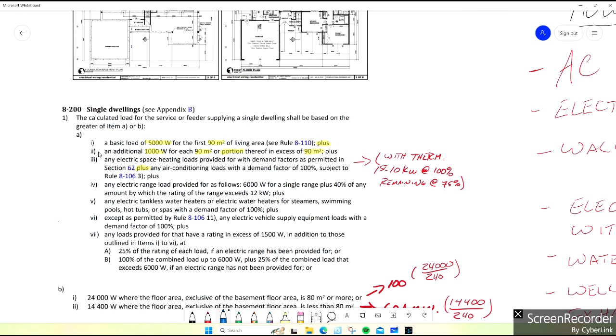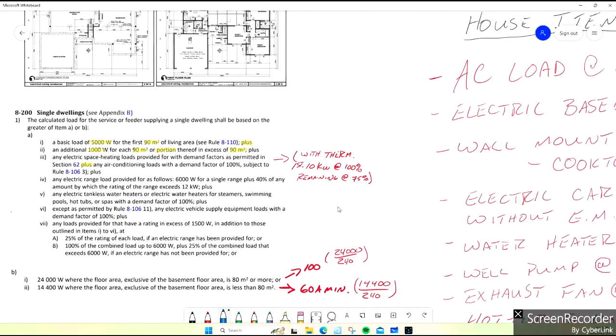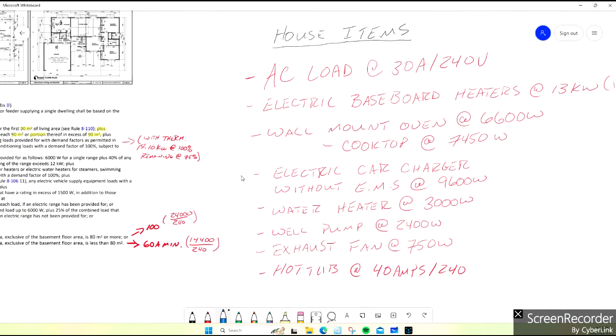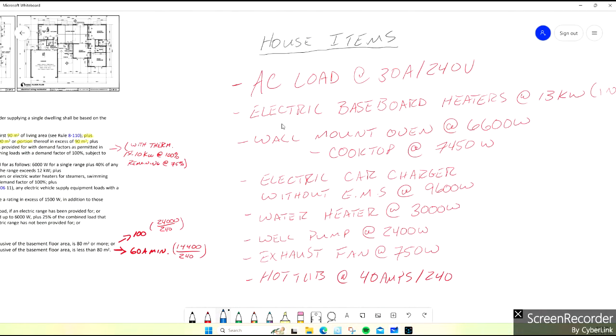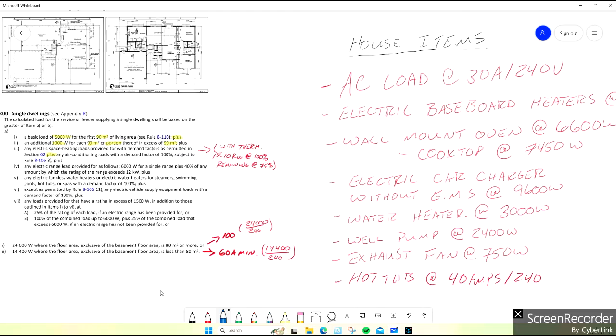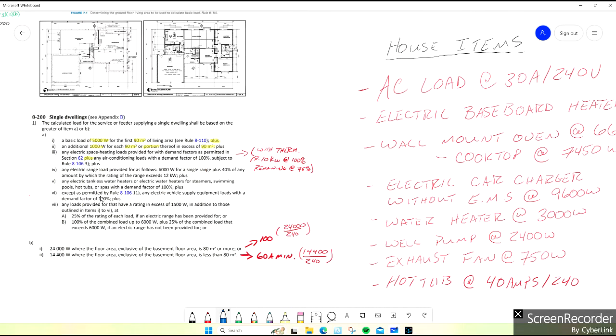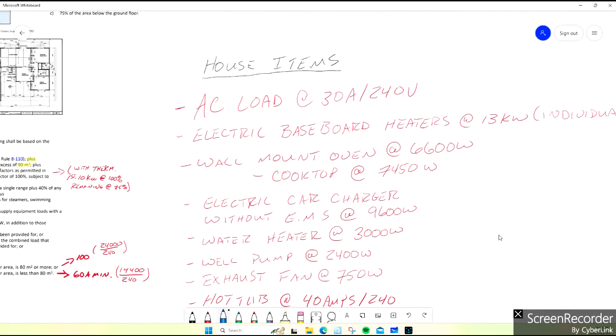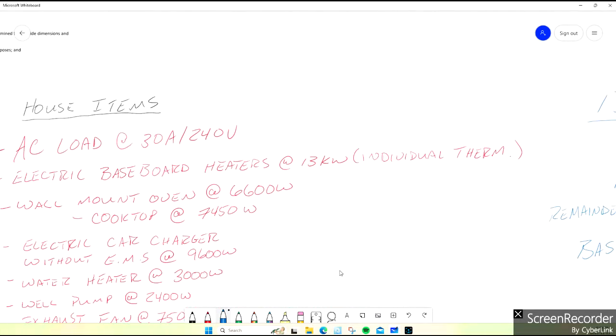Okay? So we're going to go look at our list that we created. This is make-believe home. Right? And we're just going to start knocking these items off. And again, they may not be in the exact order as the code book, and that doesn't matter. All right? But my first load is an air conditioner. And I've given you currents. So with this one, we're going to kind of have to figure out what is the wattage.